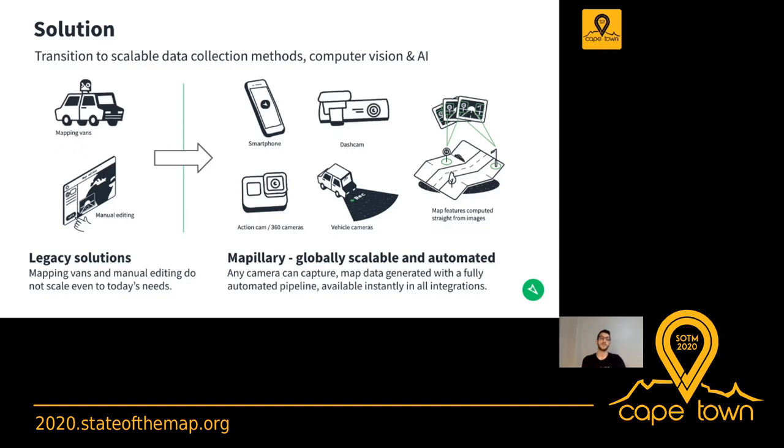What I mean by the legacy solution is data collection with mapping vans and manual map data collection. These methods are not scalable and not efficient for map data collection. Mapillary makes data collection globally scalable and automated. Users can capture images with any camera, and map data is generated by a fully automated pipeline at Mapillary. This map data is available instantly in all integrations.